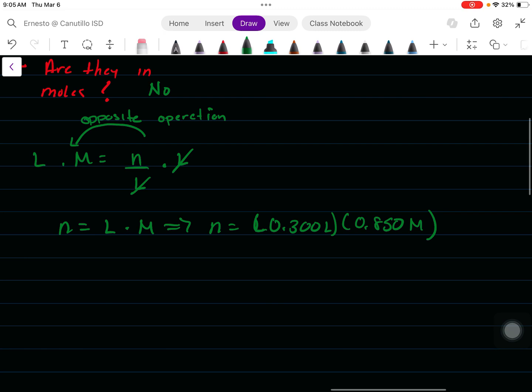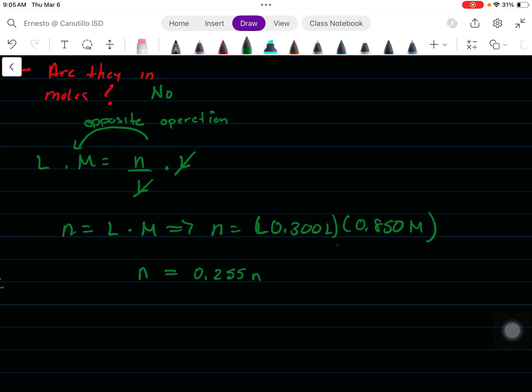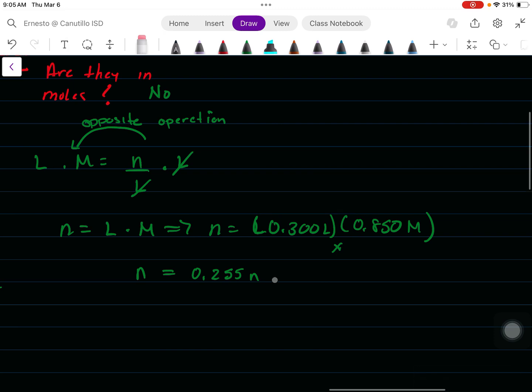Now, let's take a look at what happens. If I multiply these, I end up with 0.255 moles, which is represented by N. All I did was take these two values and multiply them in my calculator. So what this tells me is that I have 0.255 moles of ammonium phosphate.